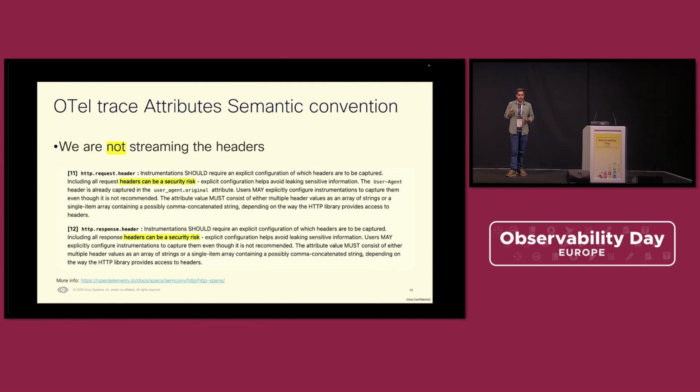And then we also have to think about headers. OpenTelemetry considers them optional because they might be a security risk, because they might contain cookies, authorization headers, and many other things. In ThousandEyes, we are not streaming them for two reasons: security, of course, and they might be quite heavy. You might have a lot of headers that are not really useful for debugging a problem.